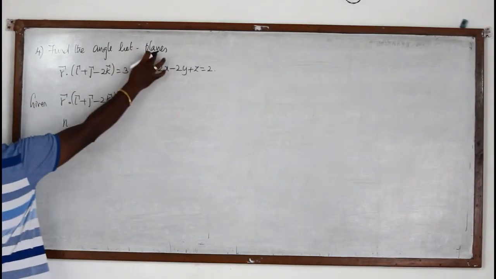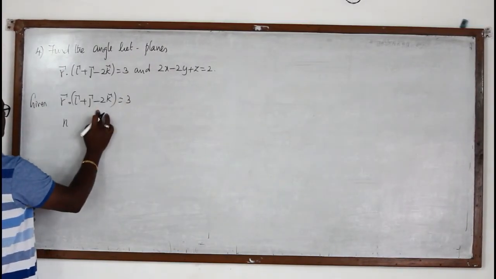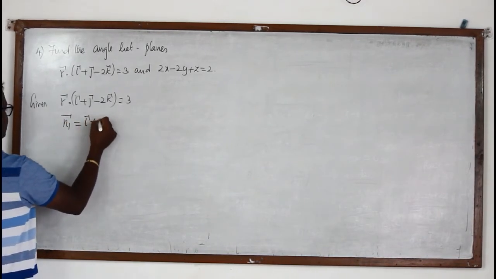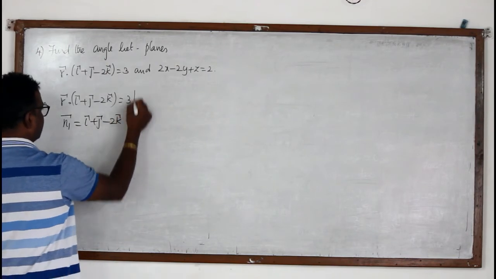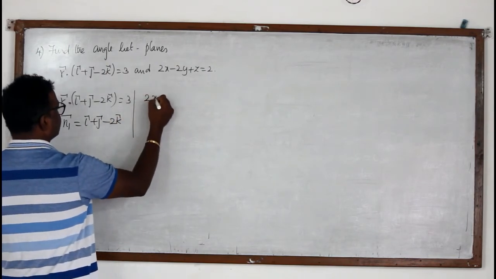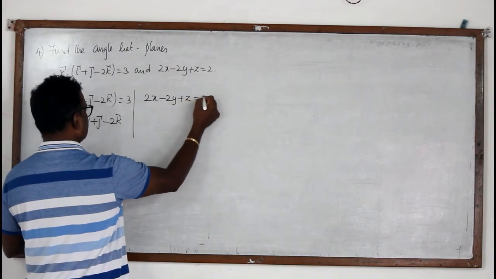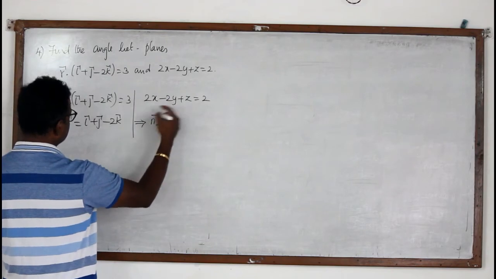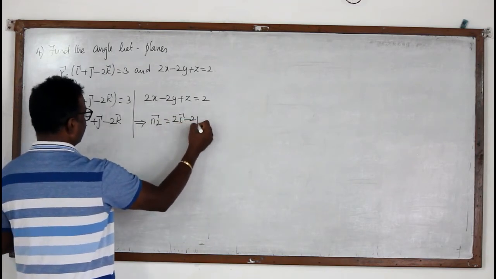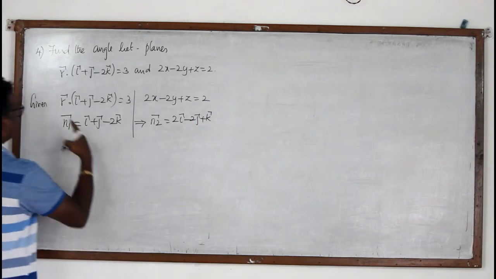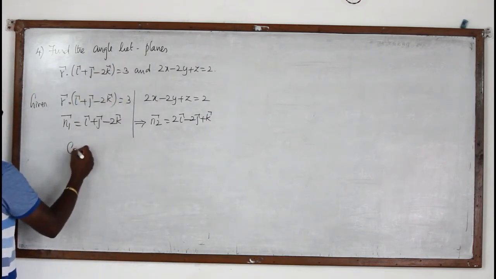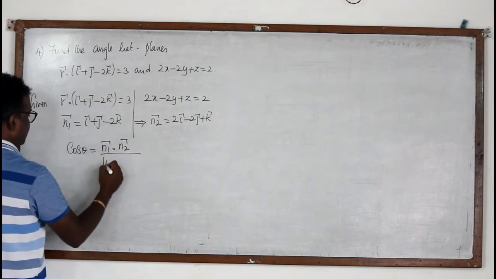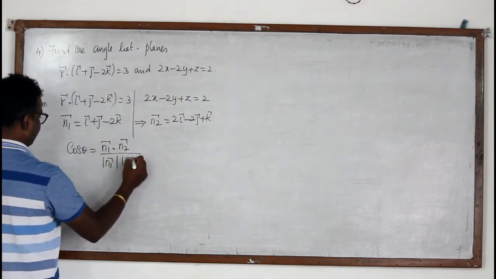So given planes, isn't it? The first plane is r dot i plus j minus 2k equals 0. The normal vector n1 vector is i plus j minus 2k. Similarly, 2x minus 2y plus z equal to 2, then this implies n2 vector is, instead of x, y, z, we shall put i, j, k, then it is 2i minus 2j plus k. So angle between two planes is given by the formula cos theta equal to n1 dot n2 by modulus of n1 into modulus of n2.